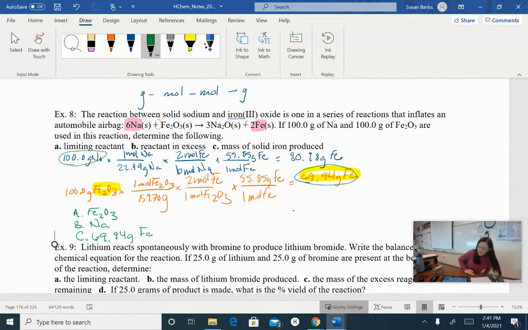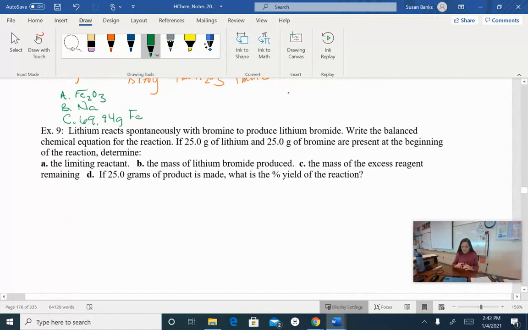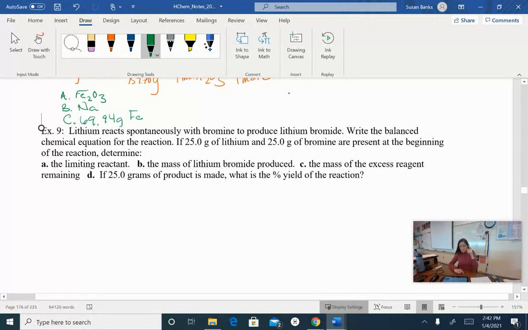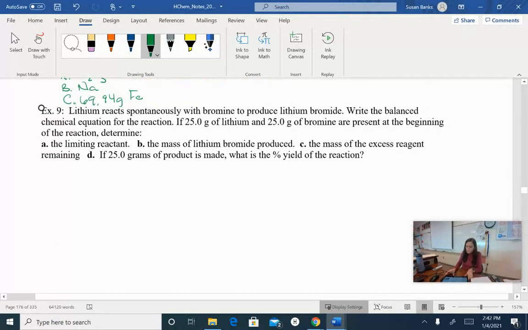Now, number 9 is a little bit more involved. We're not going to just ask what the limiting reagent is and what the mass that can be produced. I want to know the percent yield, and I want to know how much excess is remaining. These are a couple more skills that we can use with our limiting reagent and with stoichiometry. So here we go. Lithium reacts spontaneously with bromine to produce lithium bromide.